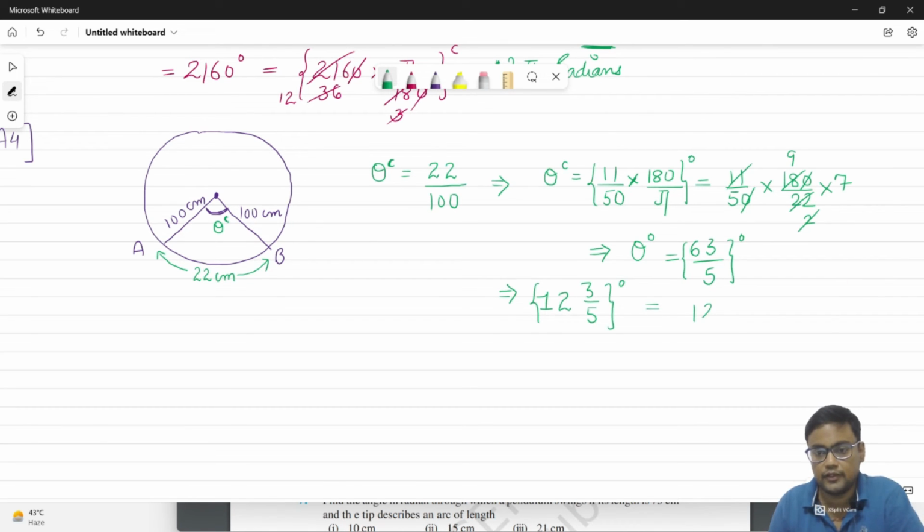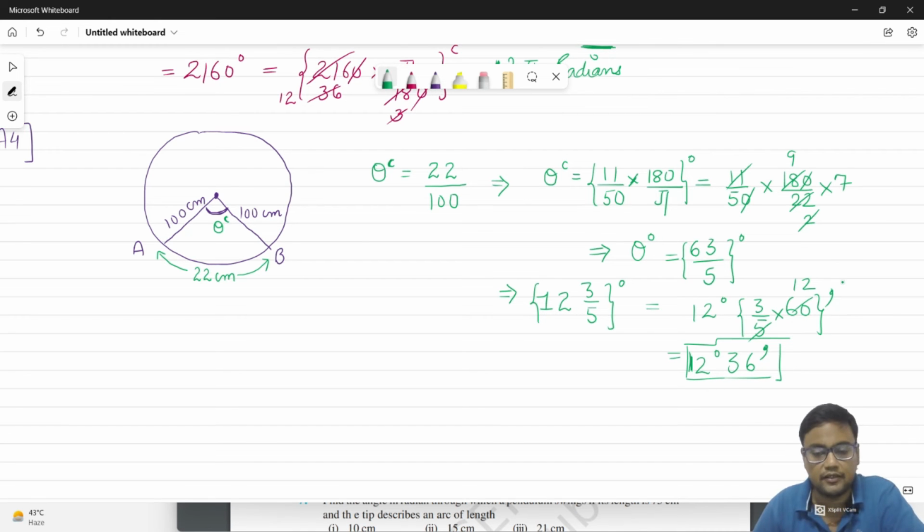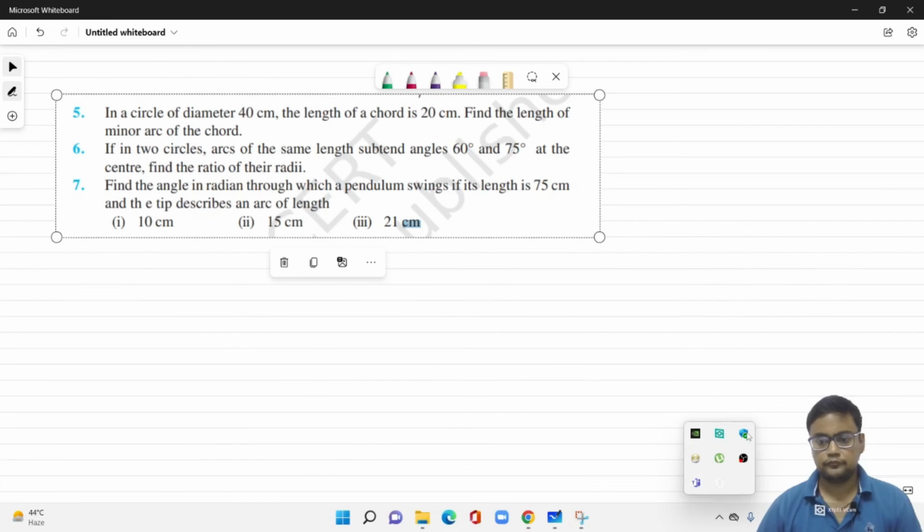Further, 12 degrees are complete. 3 by 5 needs to be converted into minutes. So 12 degrees and 36 minutes. So this is how, children, the conversion takes place and the values are obtained. So now we will see answer number 5.